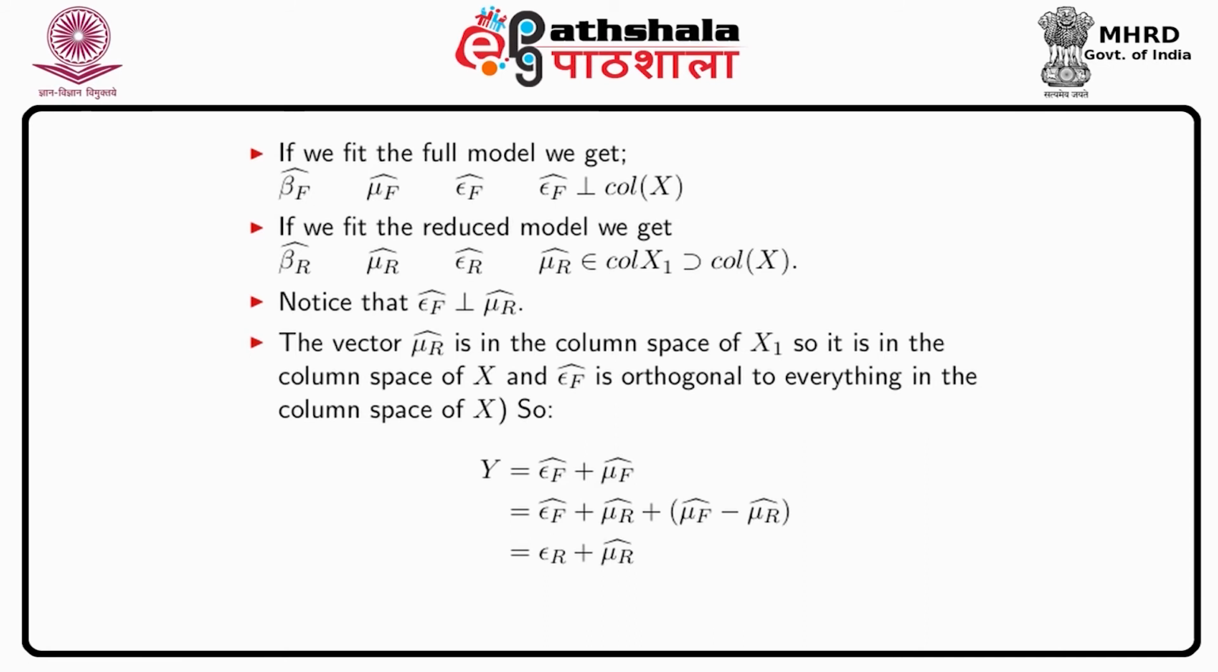So epsilon f hat is orthogonal to the difference between mu f hat and mu r hat. Also, mu r hat is orthogonal to epsilon r hat, which equals epsilon f hat plus mu f hat minus mu r hat. So 0 can be equated to the transpose of mu r hat times epsilon f hat plus mu f hat minus mu r hat, which is nothing but the inner product between the two vectors. So mu f hat minus mu r hat is orthogonal to mu r hat.